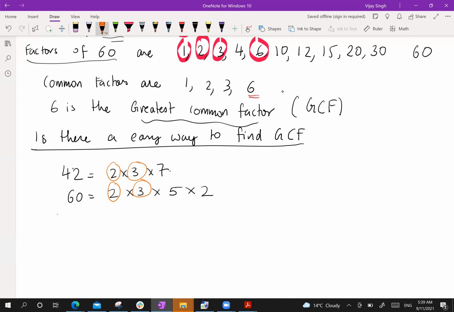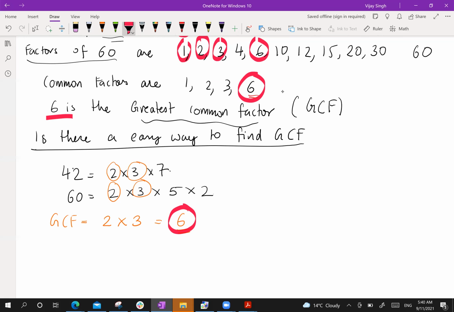So what is the GCF? GCF, or greatest common factor, is just multiplying what is common, and don't repeat it if it is not there, right? So GCF is going to be 2 times 3, which is 6. And you can see that this little experiment gives us the same result from here as well as from here, right? So GCFs are the same.